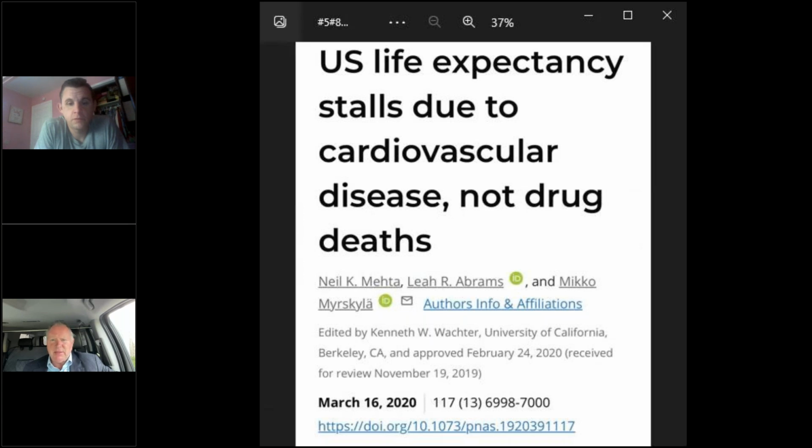U.S. life expectancy has stalled due to cardiovascular disease, not drug deaths. Travis, that's just staring us right in the face. And what's amazing is the CDC has not been able to put one and one together. One plus one equals zero to the CDC. When I look at this data, it's just amazing. We even took our data to the CDC, and even when they looked at the very data we're looking at, they didn't connect the dots. To me, that's just a level of incompetence.